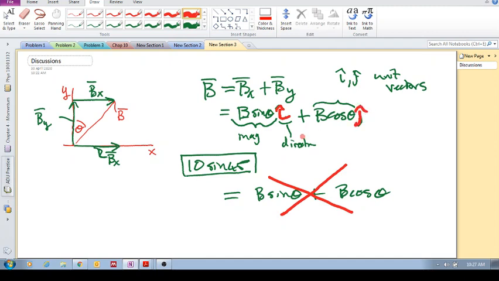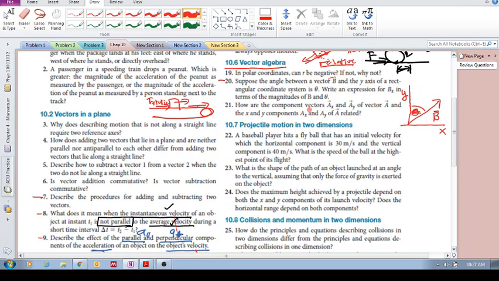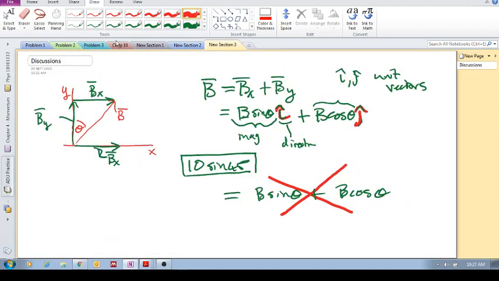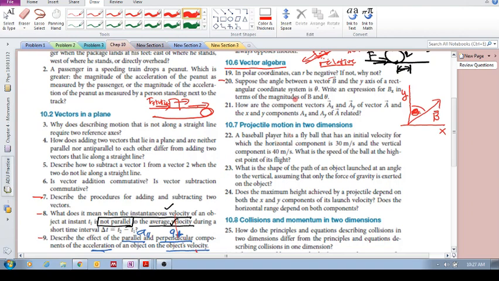Alright, I think we got that under control. And for question 21, how are the component vectors ax and ay related to vector a? If you read through this, I've basically covered it right here as well. Alright, let's look at the next one: projectile motion in 2 dimensions. Actually, let's stop there. See you in the next one.